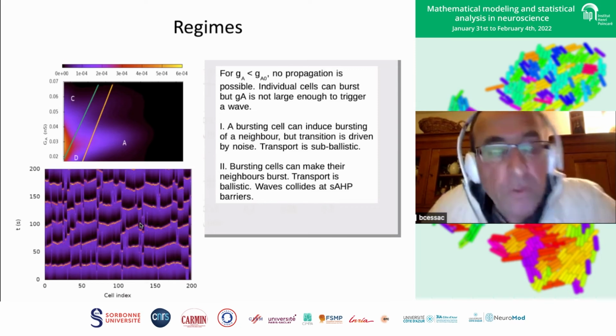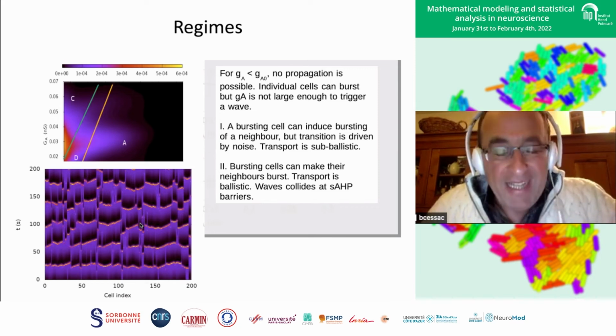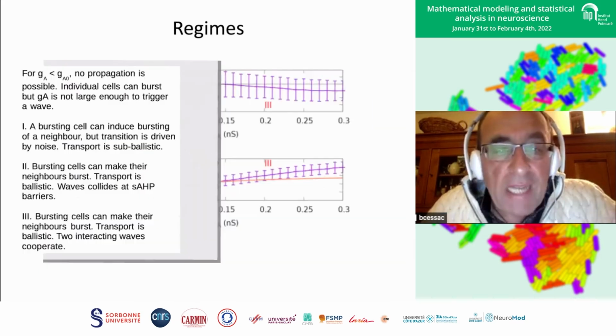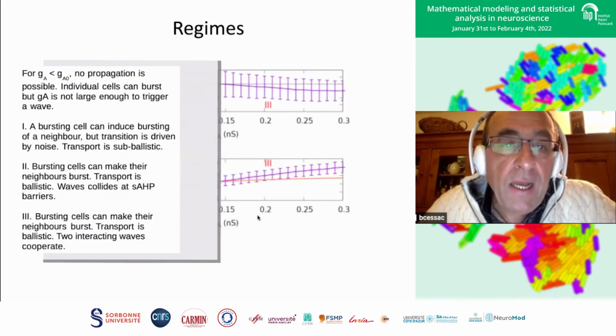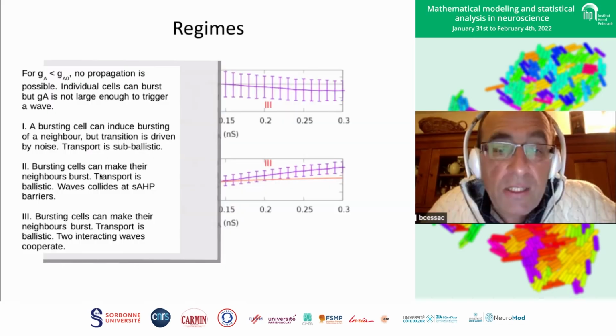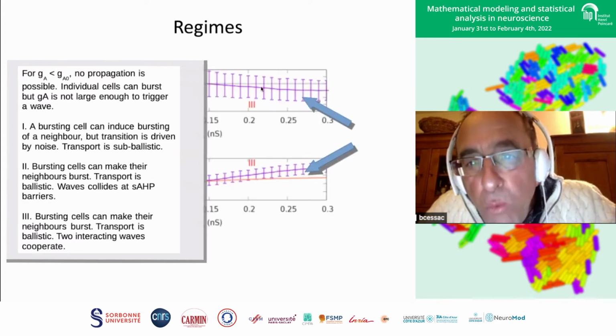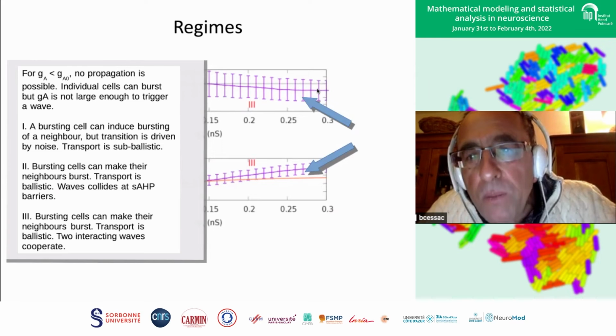So here you get a very random regime. Waves are ballistically propagating, but the patterns are very complex. And the last point is that when the acetylcholine is large enough, you get this synchronic pattern. So here the cells are spending most of the time in region C, and you get this synchrony.